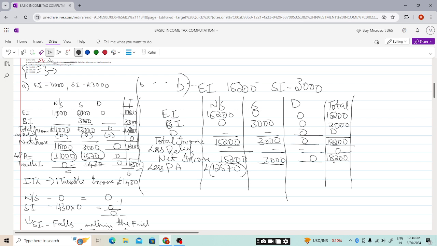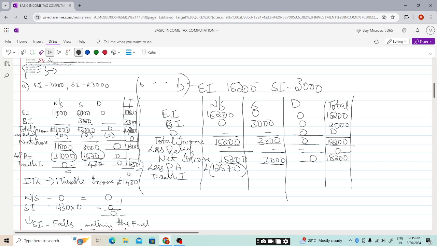What is the rule? ANI minus the limit. What is the limit? 100,000 pounds. Divided by 2, or into 50%, you can do: 50% into ANI minus the 100,000 pounds. That amount will reduce your PA. So here our income is not exceeding, so we'll not reduce it. So we'll be getting our taxable income.